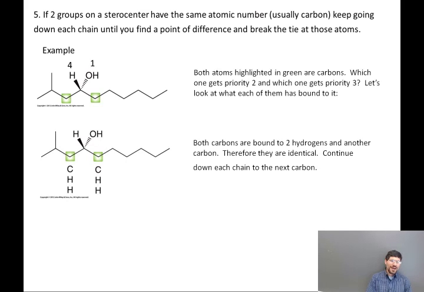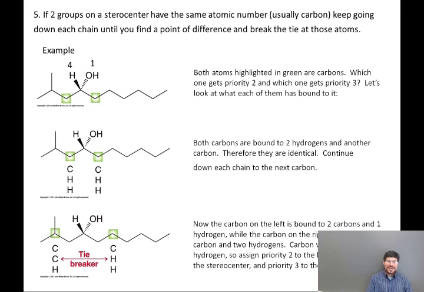Okay, so the carbon on the left is bound to 2 hydrogens and another carbon, and the carbon on the right is bound to 2 hydrogens and another carbon. So far, they are completely identical. Therefore, we're going to continue down each chain to the next carbon. This is what we mean by keep going down each chain until you find a point of difference.